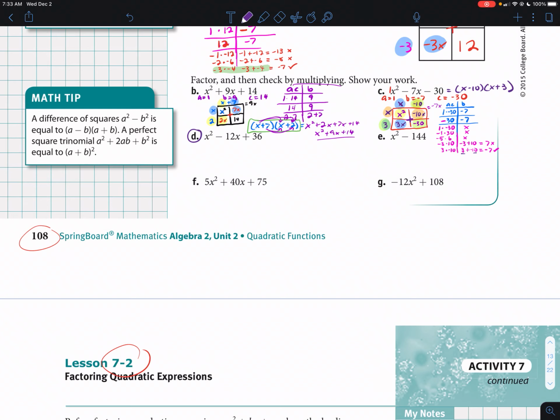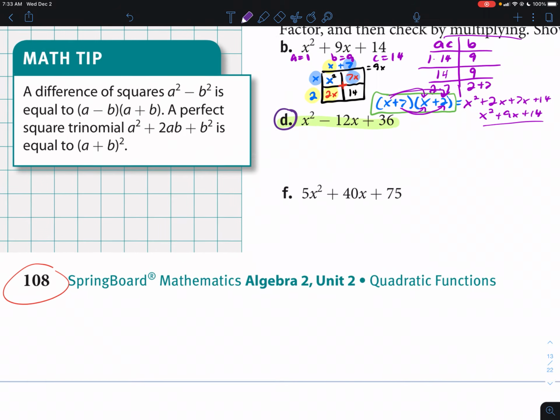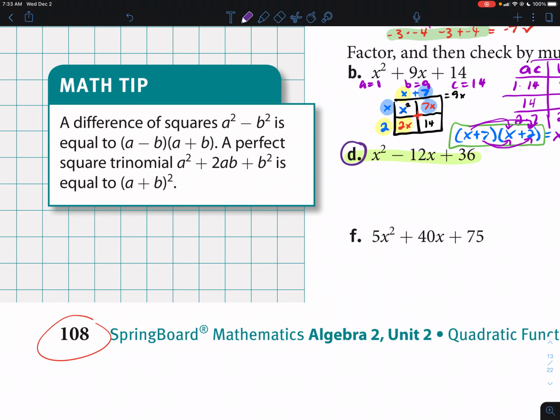Okay, everyone, this is still lesson 7-2. This will be part 3. In the last video, I left you with this question, this problem. I asked you to factor this bad boy. And I do want to point out something over here for you in this math tip.